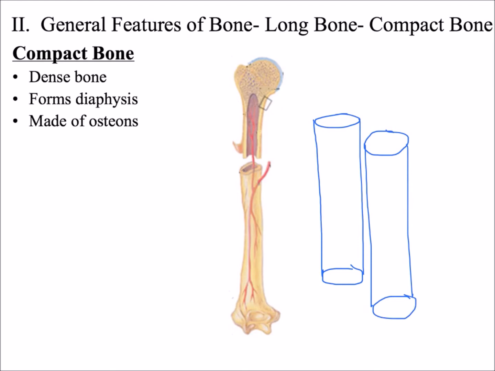Because they're made up of osteons, and osteons run the entire length of the diaphysis, compact bone is good at withstanding compression forces, or forces in this direction. Compact bone is not good at withstanding forces in this direction.